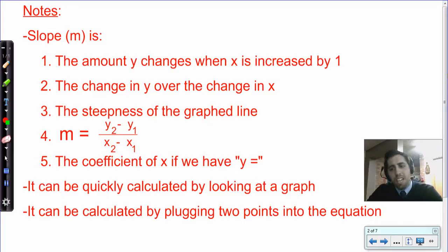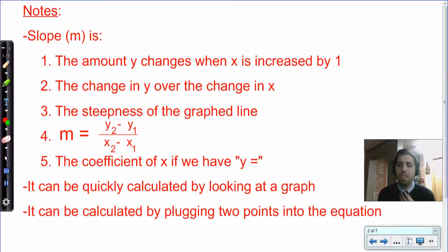And the last way to understand it is we commonly see linear functions written as y equals. And if you do, then the slope is just the number that comes before the x. It's the coefficient of x. So that's a little trick because I know we're going to see it a lot. What are the other notes we have? It can be calculated quickly by looking at a graph, and 2, it can be calculated also by plugging in 2 points into the equation.